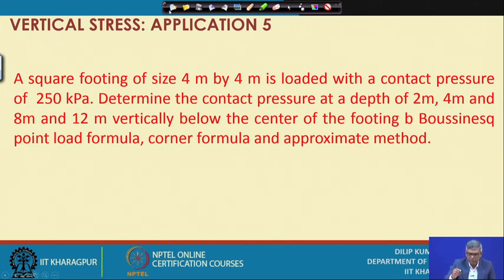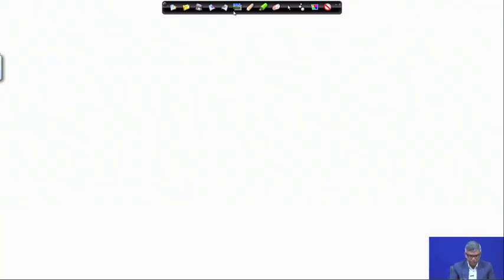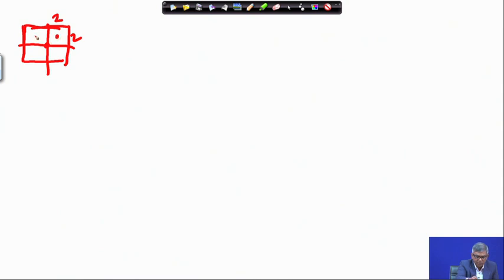So, let me take this problem. Obviously, I will take a square footing and it is 4 by 4. So, each part will be 2 by 2, and if I consider the corner formula, for this footing I will divide it into 4 parts. Again we have to calculate at different depths.